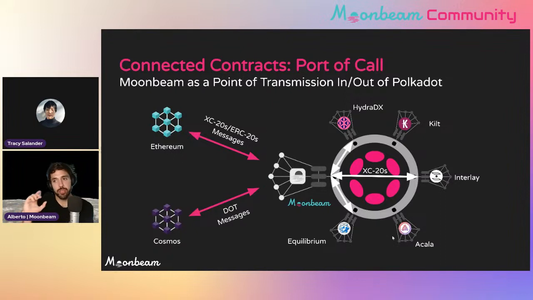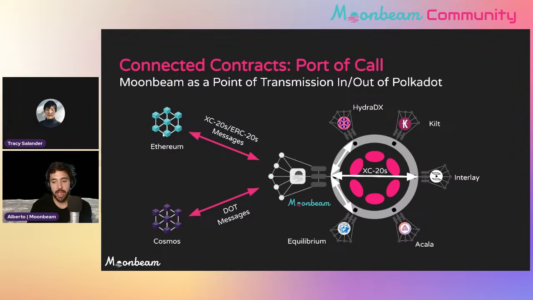But the truth is, the other way around is also possible, right? So let's say, for example, Interlay's token, they want to access a liquidity pool on Ethereum. They can bridge it to Moonbeam via XCM, and then all these GMP protocols that are connected to Moonbeam can be used to ship that token to Ethereum and put it in a liquidity pool on Ethereum.